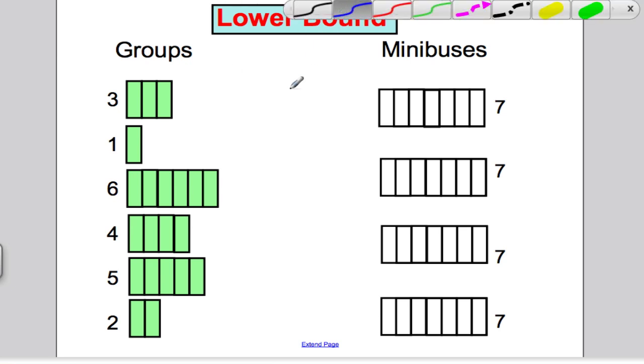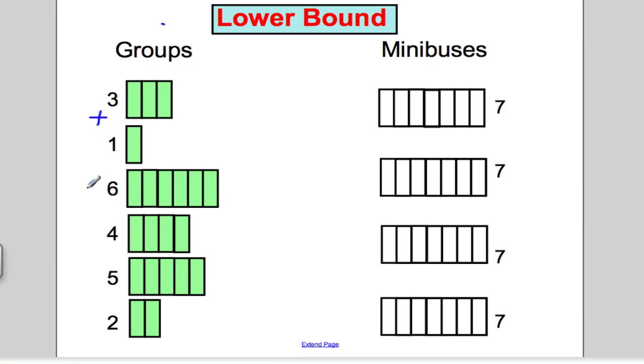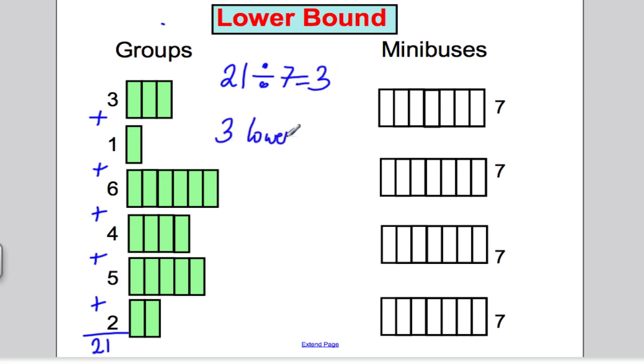Well, to do this is simple. I add up how many people I've got. I add up 3 plus 1 plus 6 plus 4 plus 5 and plus 2. If I add all those up, 4, 10, 14, 19, 21. So I've got 21 people to fit into minibuses the size of 7. So 21 divided by 7 is 3, and 3 is our lower bound.